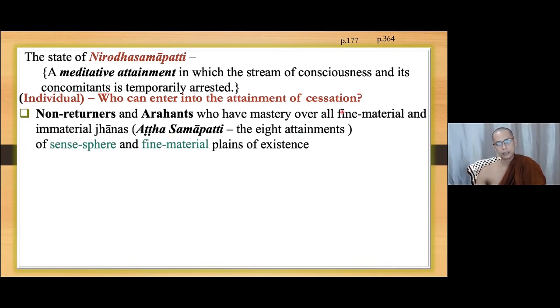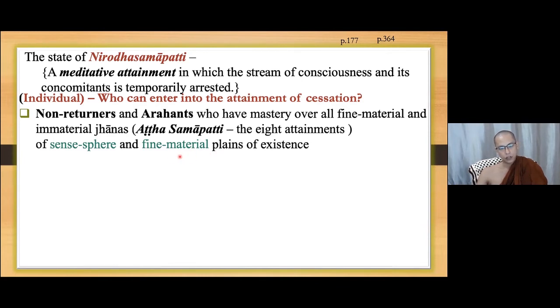If we count the five material sphere jhanas as four according to the Sutta explanation, there are four material sphere jhanas and four immaterial sphere jhanas. Altogether, they are called the eight attainments. Also, that person must be either a non-returner or an Arahat with the eight attainments, and they must be beings in the sense sphere realms or the fine-material plane of existence.